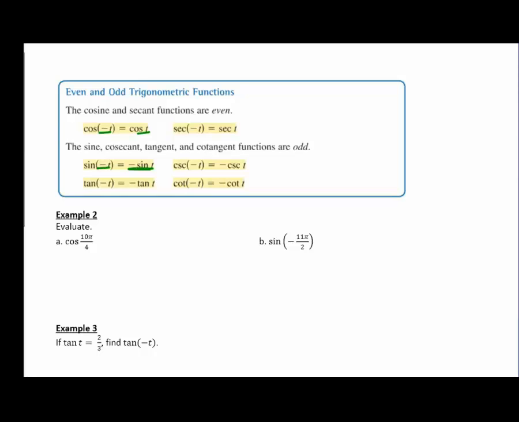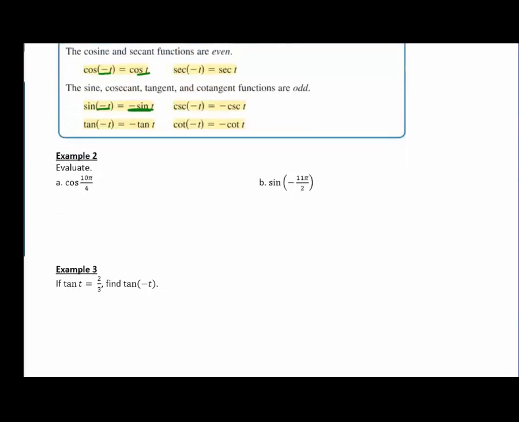All right, so let's take a look at example 2. Evaluate the cosine of 10 pi over 4. So for cosine of 10 pi over 4, we need to use our coterminal angles. If we want to convert 10 pi over 4 to a coterminal angle, we can take away one full circle, which is 8 pi over 4. Remember that that's the same thing as 2 pi. And so we end up with 2 pi over 4, which is really pi over 2.